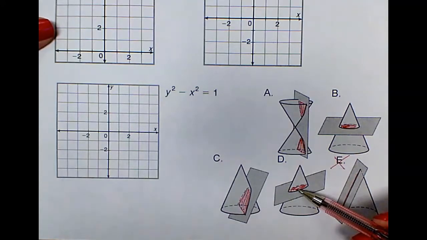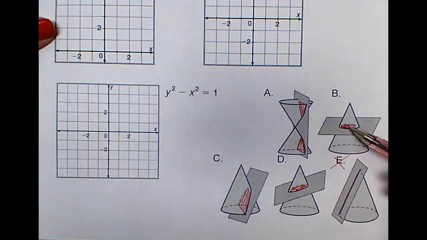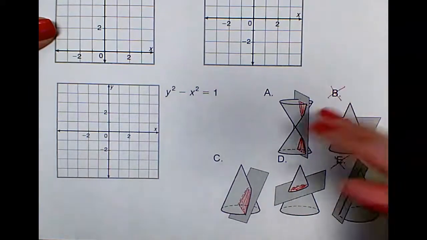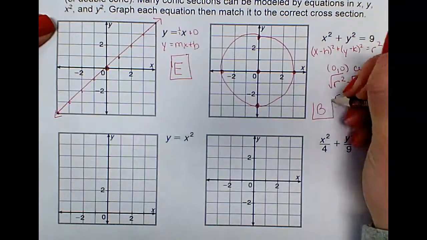But if you think about these, this conic section is a little bit longer because it's diagonal than it is wide. So that's not going to be a perfect circle. This will be my perfect circle. So B is the conic section modeled by a circle.